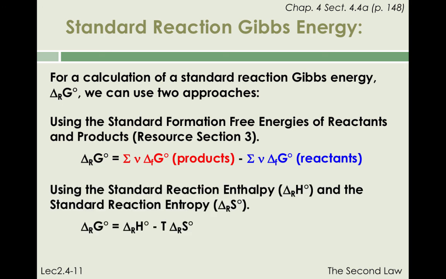The second approach consists in using the relationship between G, H, T, and S for isothermal processes. That is, delta G equals delta H minus T delta S. For chemical reactions, this relationship becomes delta RG standard equals delta RH standard minus T delta RS standard, where delta RS standard is calculated from the stoichiometric coefficients in the reactions and the standard molar entropies of reactants and products. Both approaches will yield values of delta RG standard that should differ very little from each other.